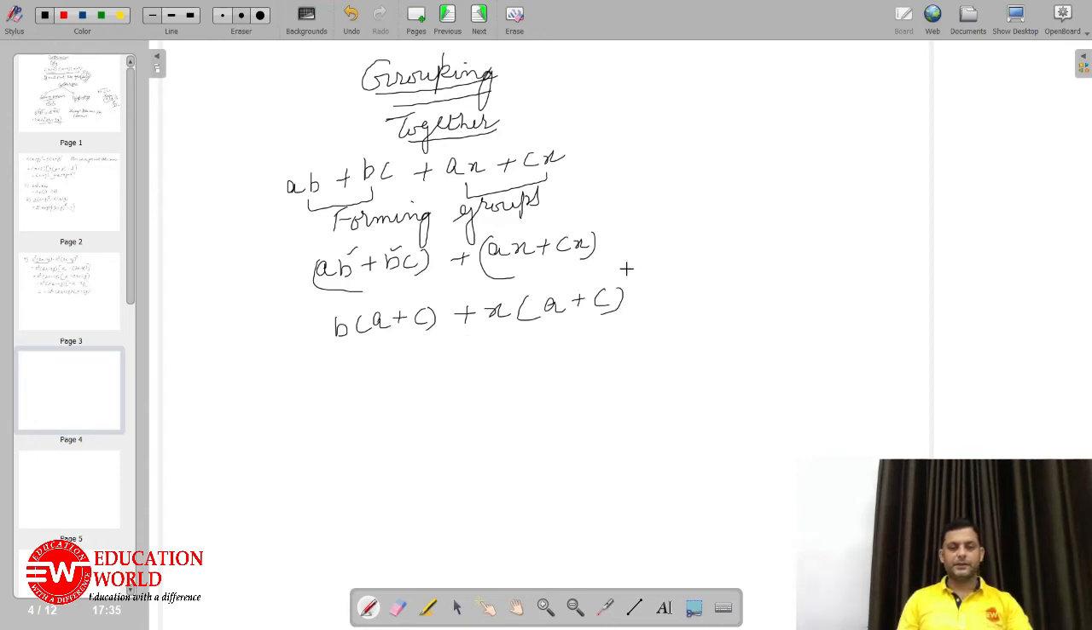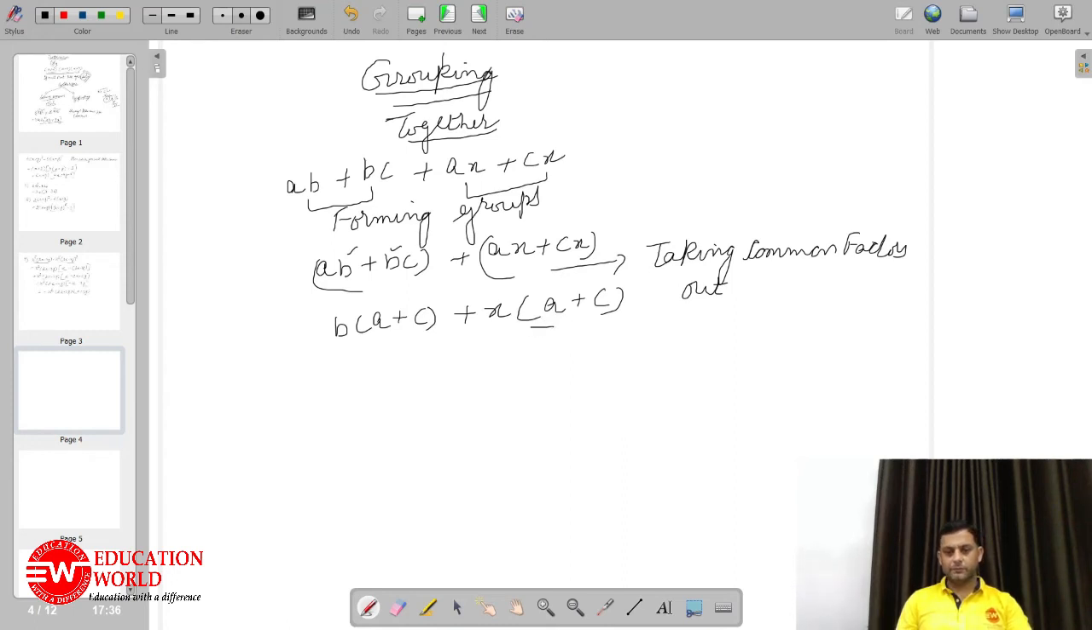Okay, taking common factors. Second step is taking common factors out. Okay, so taking common factors out. How will you take? Taking common factors out. This is the process.